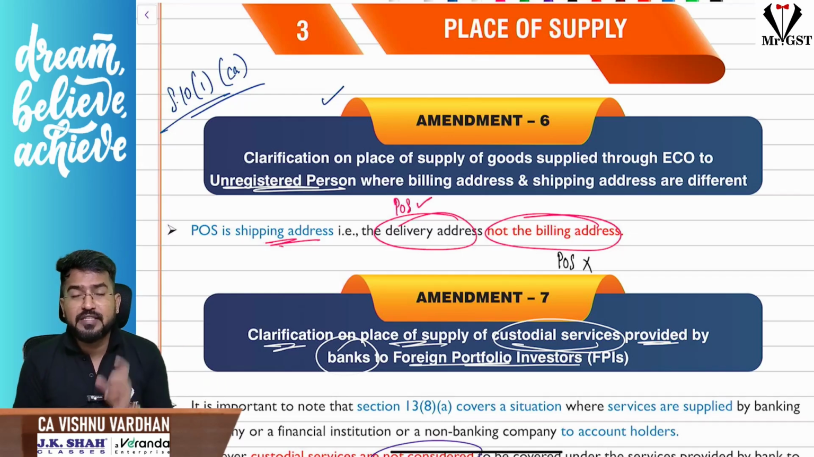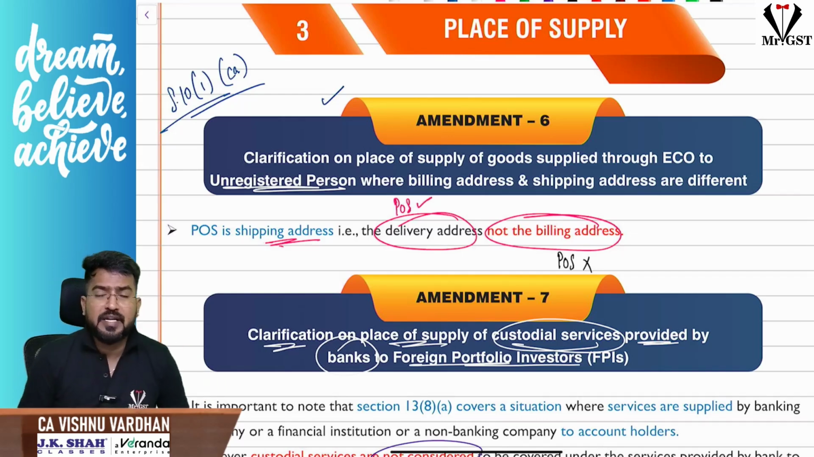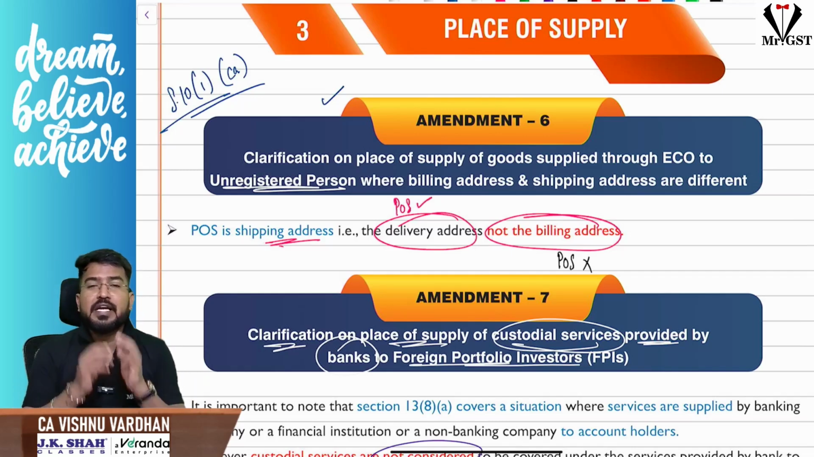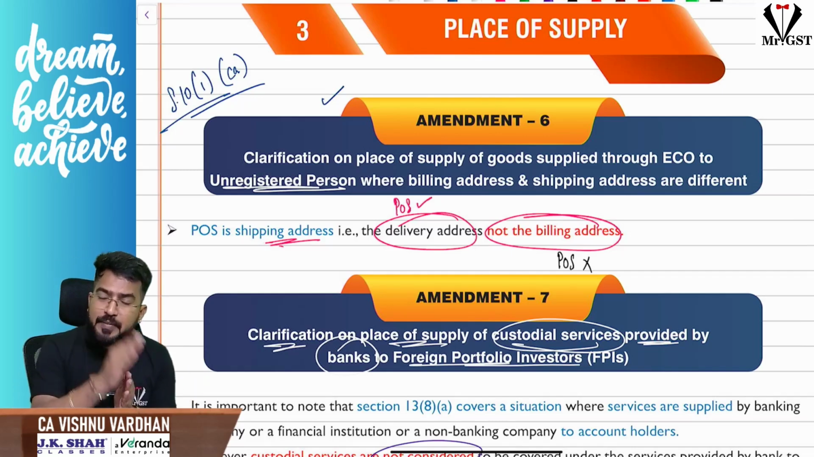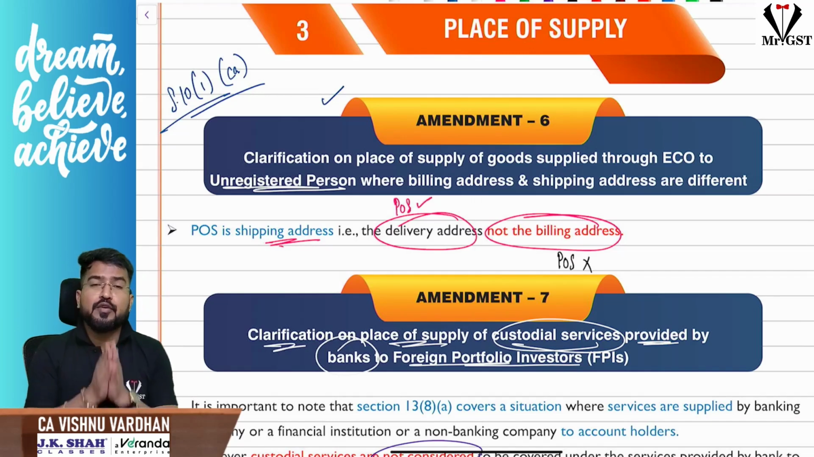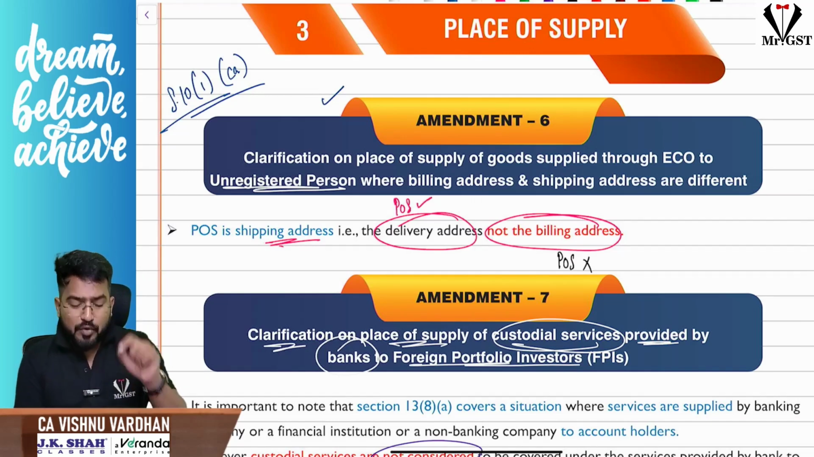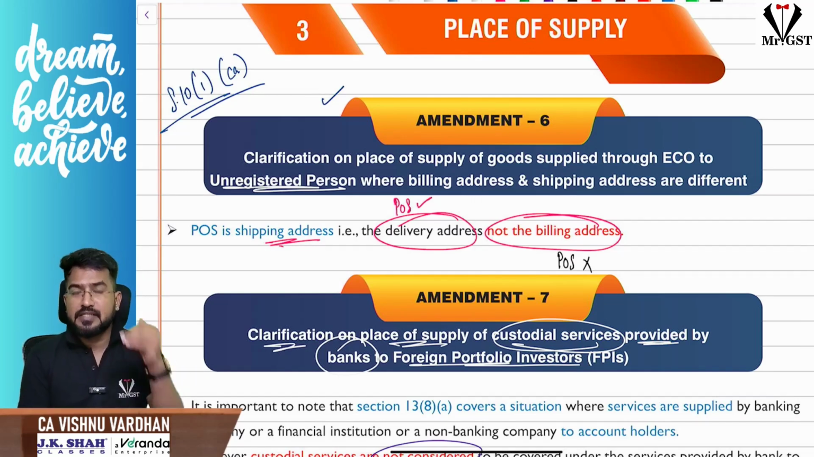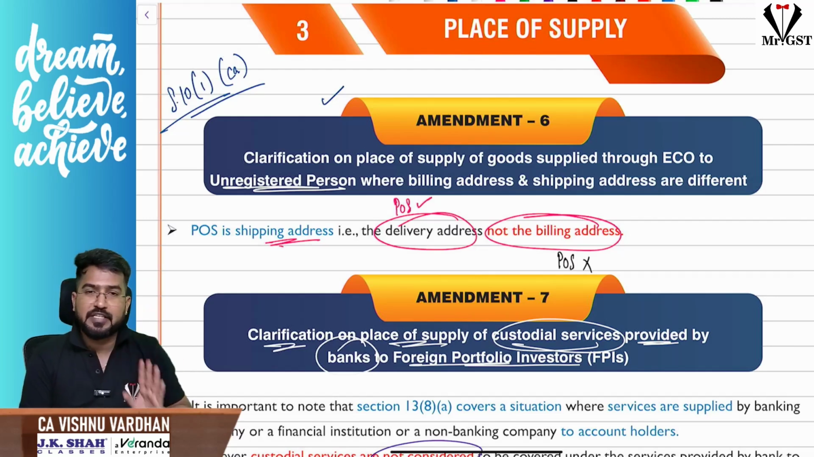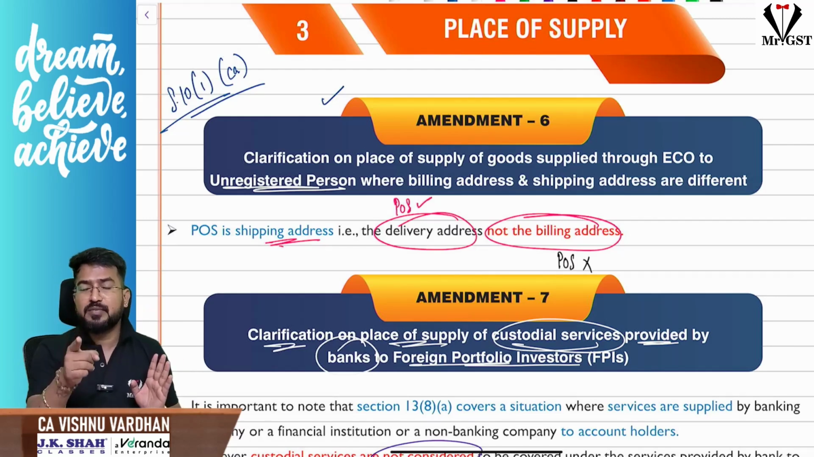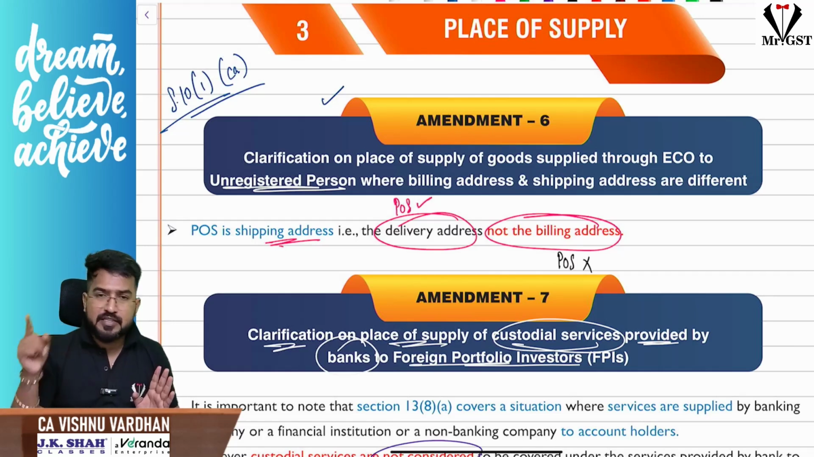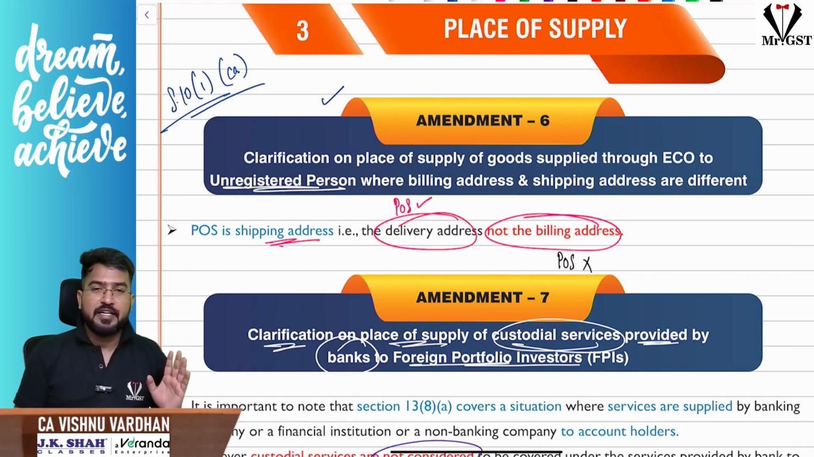But the problem here is, when the supply is made through an e-commerce operator, and the billing address and shipping address are different, then what shall be taken as the place of supply? Sir, whatever address is mentioned in delivery, that is the shipping address, the delivery address will be taken as the place of supply, not the billing address. Please be careful: for an unregistered person, when the sale is made through an e-commerce operator, the delivery address will be the place of supply but not the billing address.